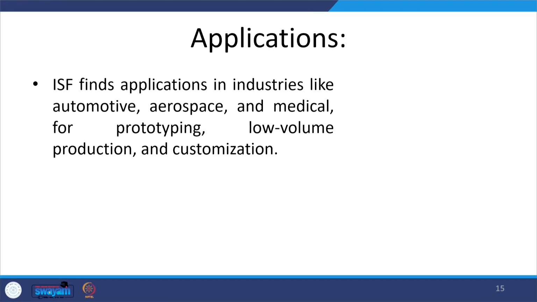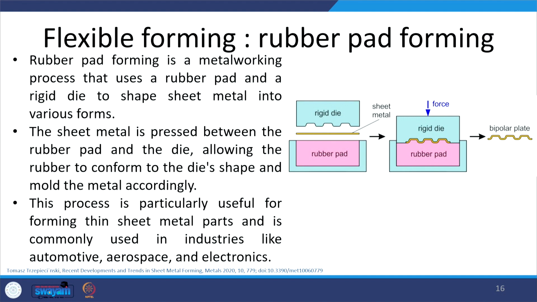As far as application is concerned, incremental sheet forming finds application in many industries like automotive, aerospace, medical, for prototyping, for low volume production and for customization purposes. That will help in producing unique shape, unique feature products in smaller quantity.